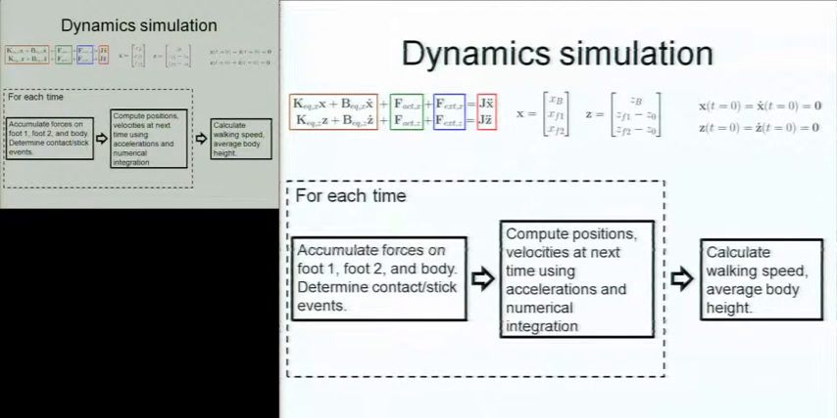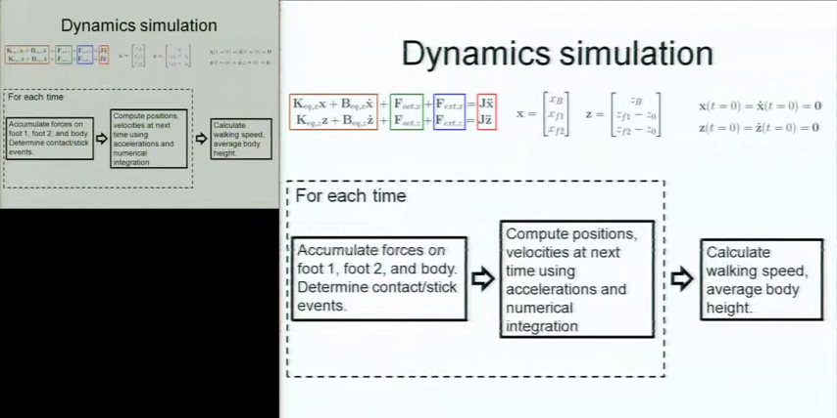We numerically integrate the equations of motion in order to simulate walking dynamics. For each time step, the forces on foot 1, foot 2, and the body are accumulated according to the left-hand side of the equations. We then check conditions to determine whether contact or stick events occur. Next, we compute the positions and velocities at the following time step by numerically integrating calculated accelerations on the right-hand side of the equations. The simulation output shows a steady-state walking gait.